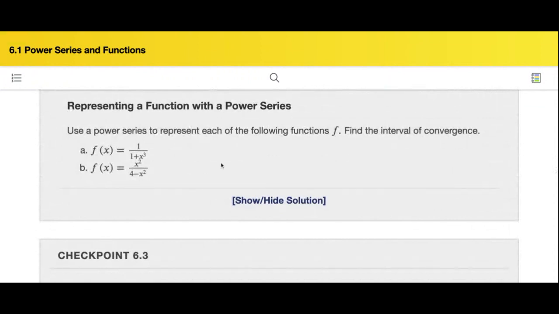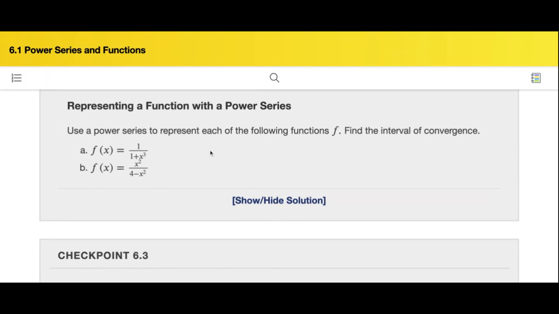Representing a function with a power series. Use a power series to represent each of the functions f. Find the interval of convergence. So f of x equals 1 over 1 plus x cubed. Well, this looks like a geometric series, right? So we can write it as 1 over 1 minus negative x cubed. That means our r equals negative x cubed.